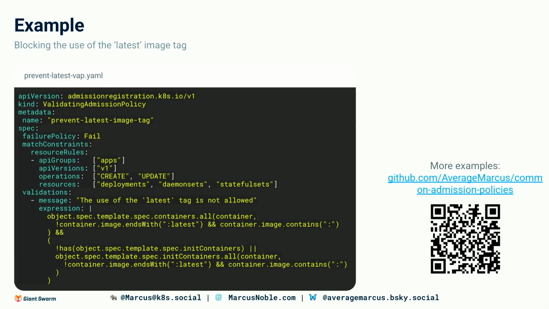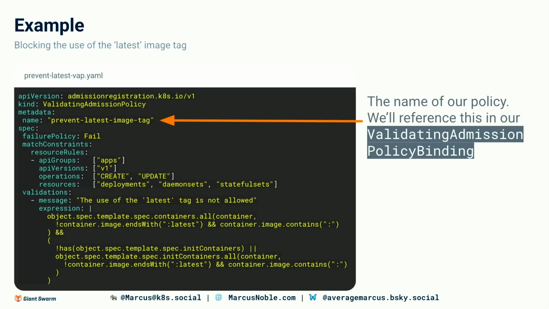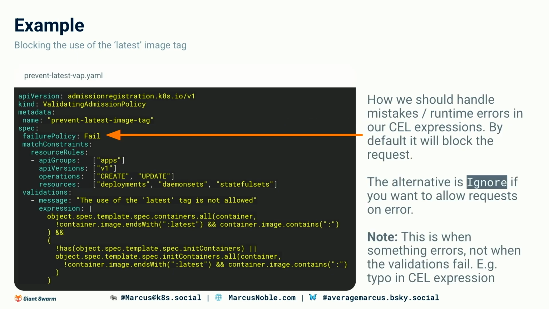So we've got a validating admission policy here. We give it a name, as we do with any resource. This name will then be used by our binding. We give it the failure policy. So this is what happens if the policy has an error in it, not if the policy is not met. So if my CEL expression is incorrect for whatever reason, typo, whatever, this is what will happen. It will actually fail. You can also set this to ignore if you want to allow your developers to write bad CEL.